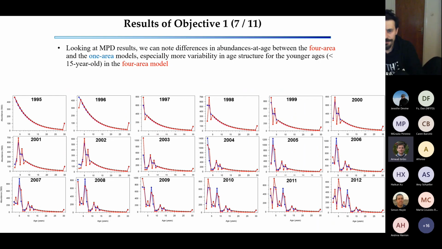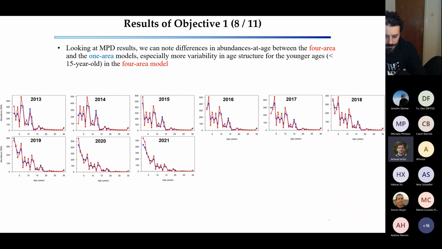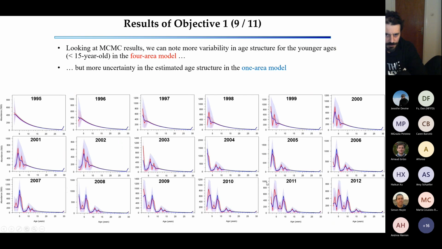When we looked at the MPD results, we noted differences in abundance at age between the 1-area and the 4-area models. In particular, more variability in age structure for the younger toothfish in the 4-area model. And this was even more the case when we looked at the abundance at age predicted by the assessment model in the more recent years.